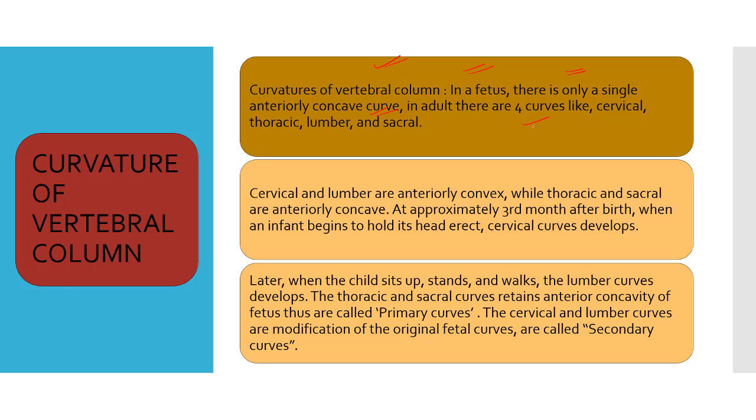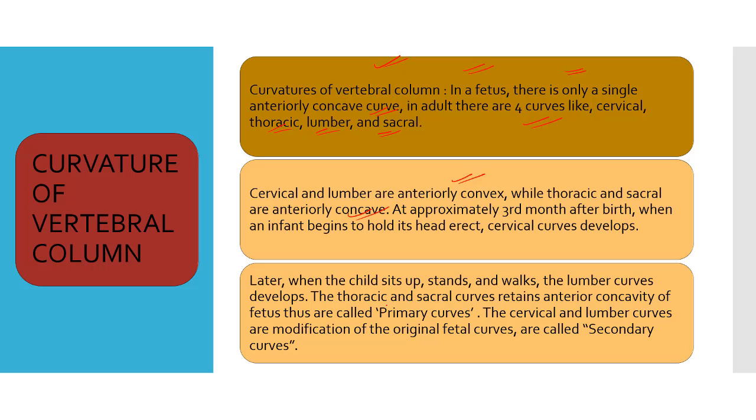In adults, there are 4 curves: cervical, thoracic, lumbar, and sacral. Cervical and lumbar are anteriorly convex, while thoracic and sacral are anteriorly concave. At approximately the third month after birth, when an infant begins to hold his head erect, cervical curves develop. Later, when the child sits up, stands, and walks, lumbar curves develop. The thoracic and sacral curves retain the anterior concavity of the fetus.